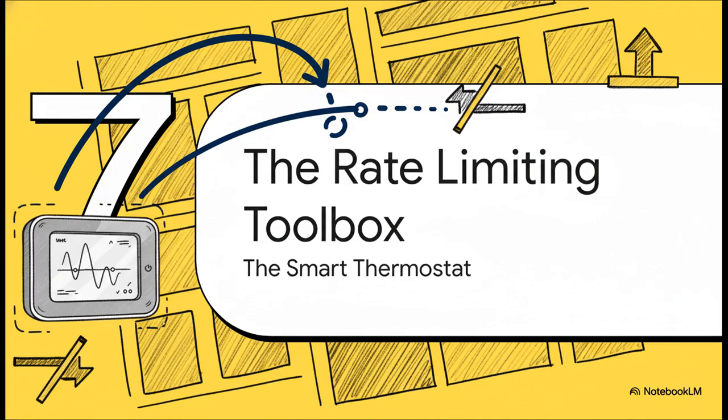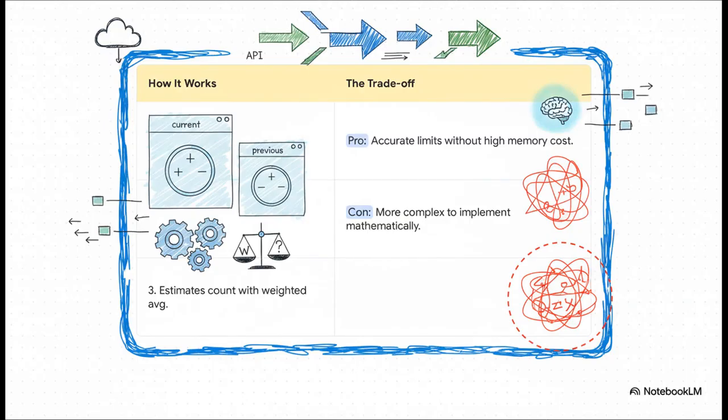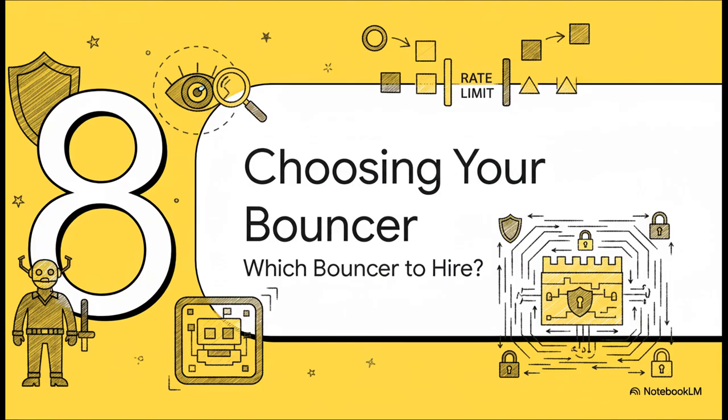A good way to think of this is like a smart thermostat. It doesn't log every tiny temperature change, but it uses the data from the recent past to make a really intelligent estimate. So what this algorithm does is cleverly approximate the rate. It keeps a counter for the current time window and the previous one. Then, to figure out the rate right now, it uses a weighted average of both counters. It basically gives you a very, very accurate estimate of the true rate, but without that insane memory cost of logging every single request. Now, it's a little more complex to implement for sure, but it's a really elegant and powerful compromise.